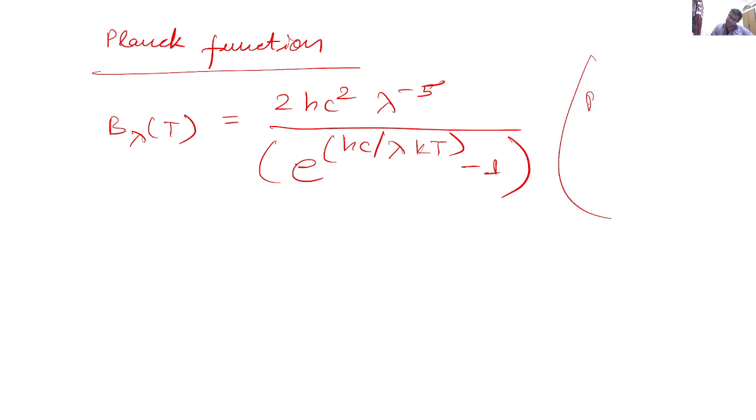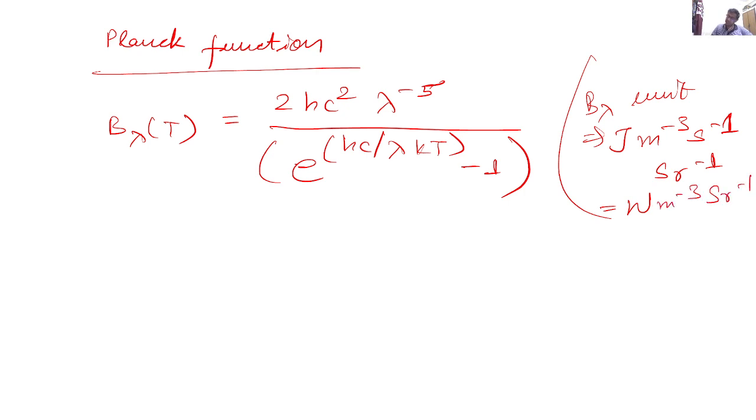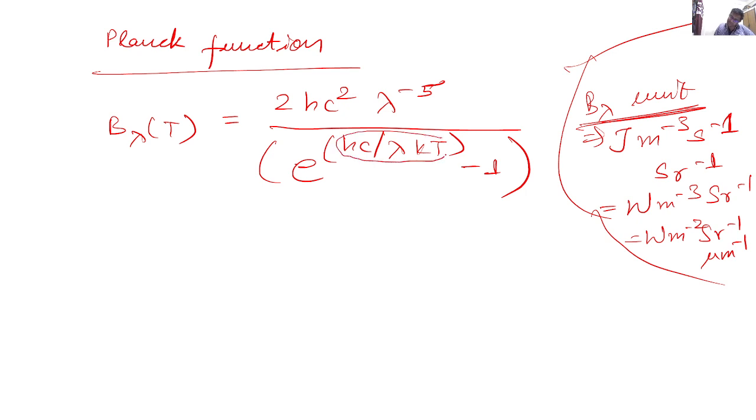And the unit of B lambda would be joules per meter cube per second per steradian, which is watts per meter cube per steradian, or watts per meter square per steradian per micrometer. There are several ways of writing the units of B lambda, so it will vary. Now let's take this term hc by lambda kT and denote it as beta.